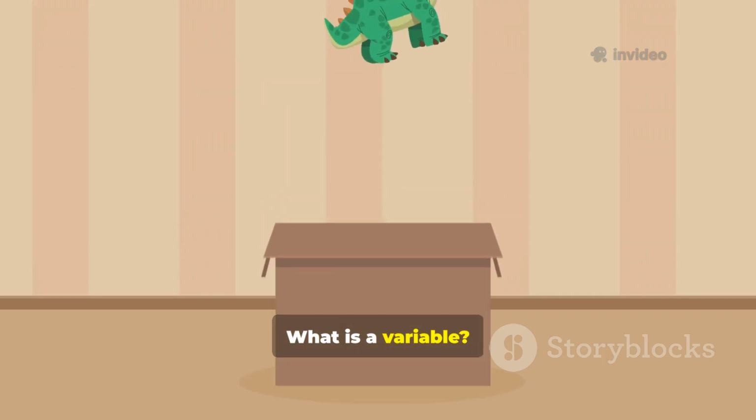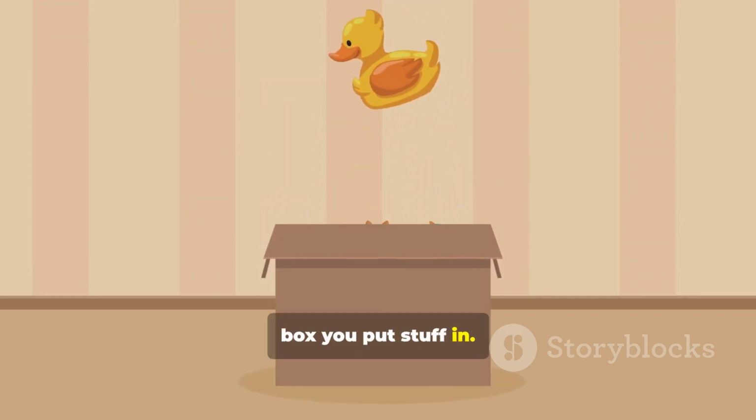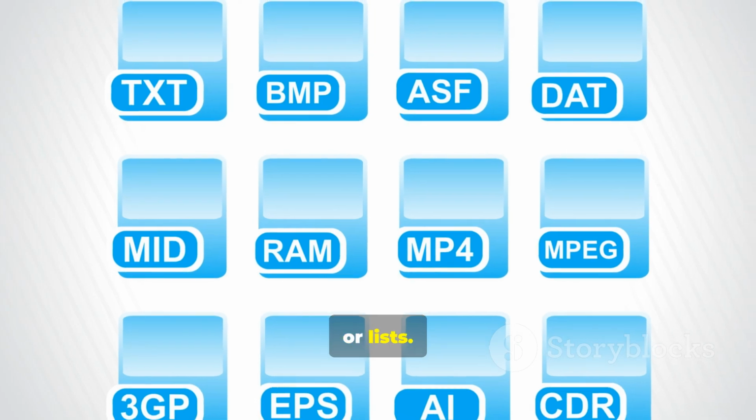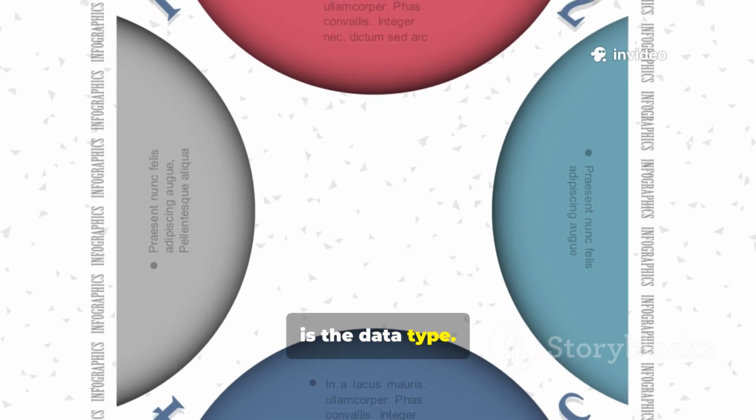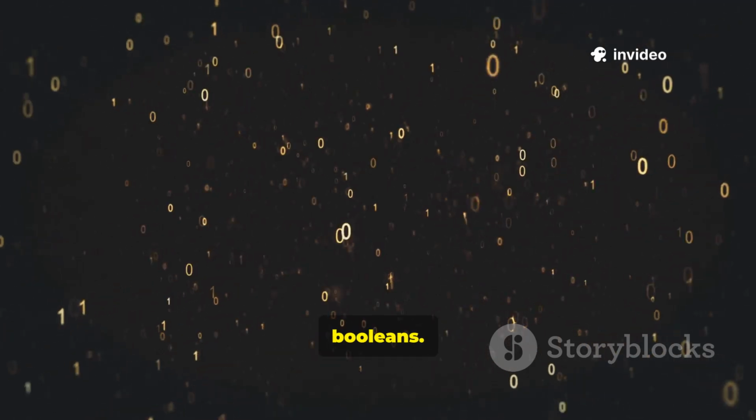What is a variable? Think of it like a box you put stuff in. Stuff can be numbers, words, or lists. The kind of stuff is the data type. Basics, common data types: integers, floats, strings, booleans.